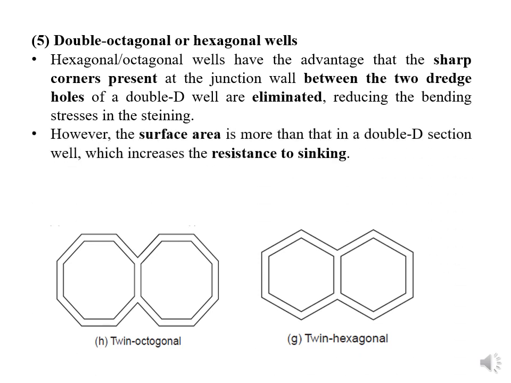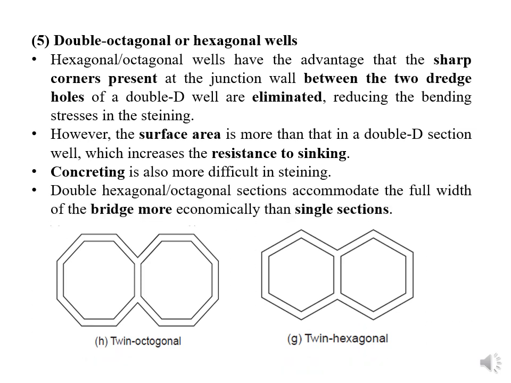However, the surface area is more than that in double D sections, which increases the resistance to sinking. So this creates problems in sinking. Concreting is also more difficult. This is also a disadvantage. You are going to construct the hexagonal or octagonal shape, so this will create problems in concreting also.